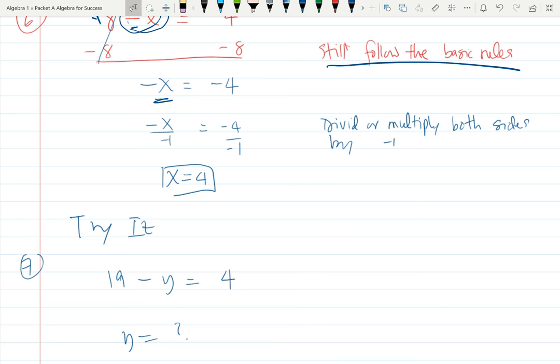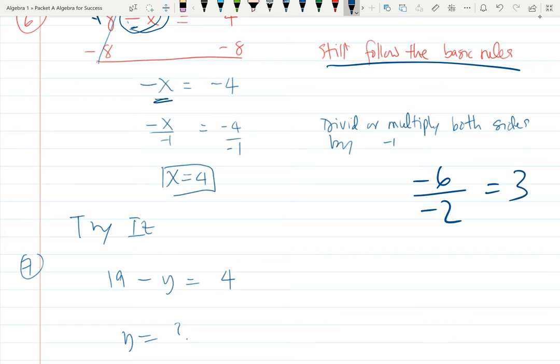We are interested in x alone. So how do we find the x? We divide or multiply both sides by -1. And remember, okay, if you divide a negative number by a negative number, your answer is positive.